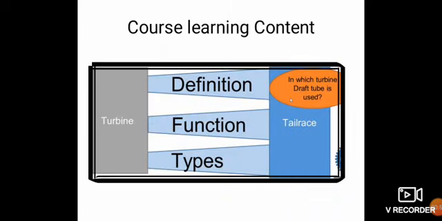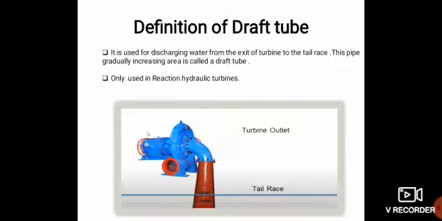So a draft tube is basically a tube, a pipe of gradually increasing area which connects the outlet of the runner to the tail race level. So this is the basic definition of the draft tube. Now in this course we will discuss the definition of the draft tube, then the function of the draft tube, and various types of draft tube.